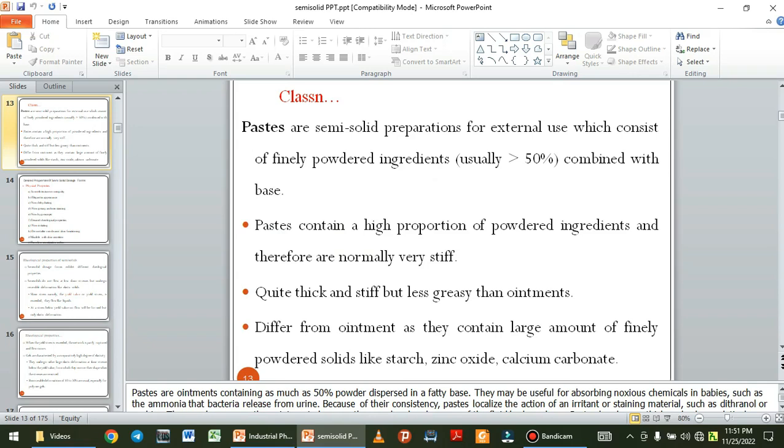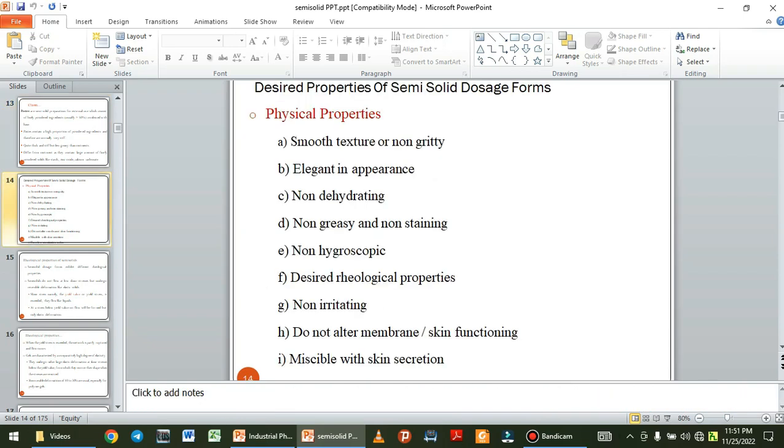Pastes contain a high proportion of powder ingredient and therefore are normally very stiff. They are stiff due to having a high proportion of powdered ingredients, up to 50%, so they are quite thick. Being thick and stiff, they should be less greasy when compared to the ointment, which is greasy because the base we are using is also an oleaginous base or hydrocarbon base.